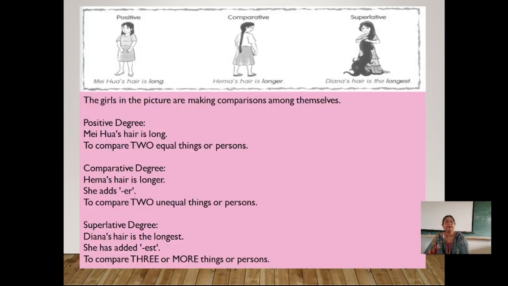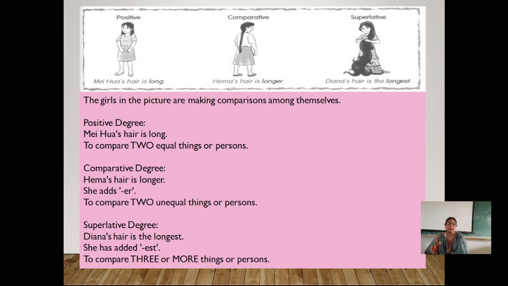So this is how we deal with the comparisons. Now here we see the girls in these pictures are making comparisons. So first one, positive degree. Hema's hair is long, to compare two equal things or persons. So positive degree, if you compare two things and you find that both are equal, both are same, you say as good as, as big as, as long as.